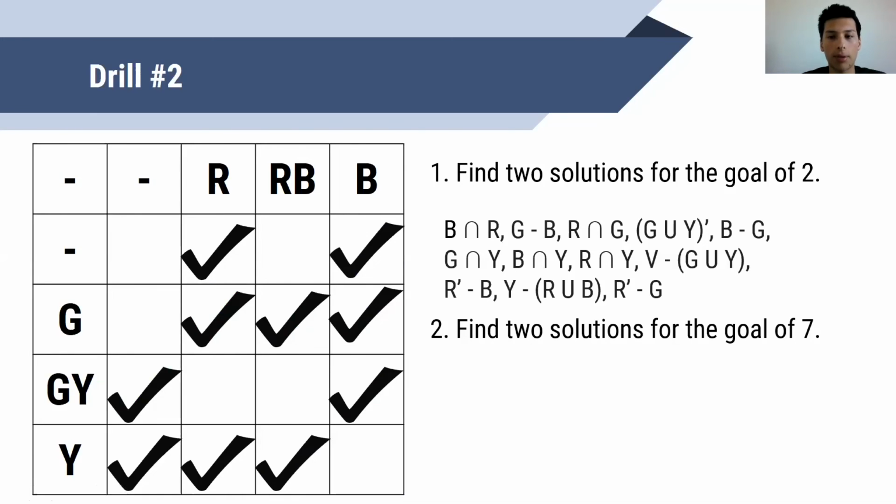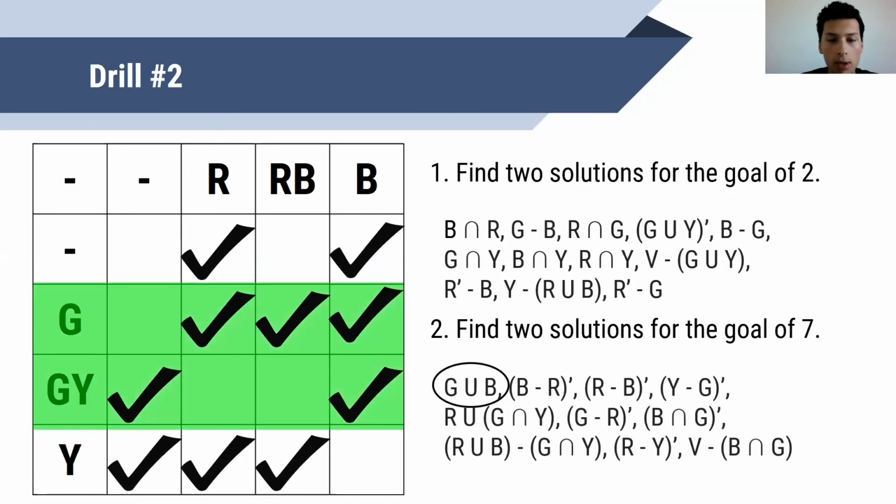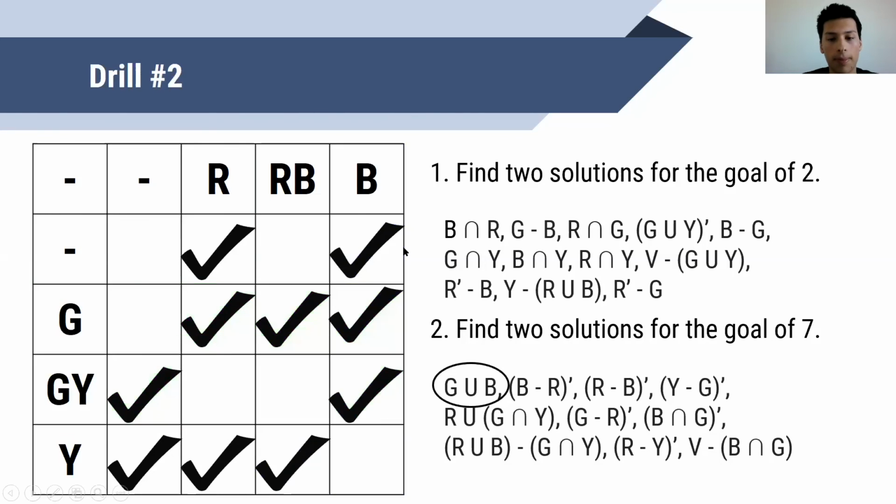Here are some sample answers. I'll go over the first 2 once again. The first one here is green or blue. So we want cards that have either green or they have blue. They don't have to have both. And we can see that 1, 2, 3, 4, 5, 6, 7 cards have either green or blue. So that fits the goal.